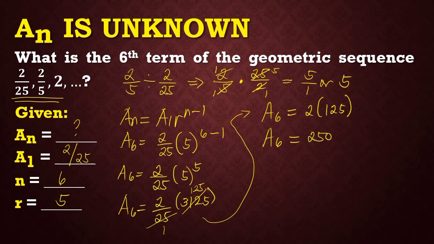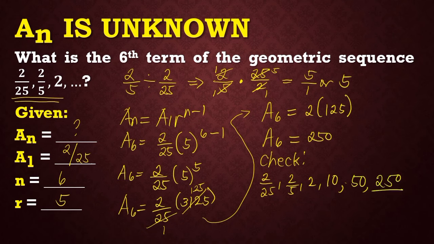So, to check, so tuloy natin yung given sequence kanina sa problem. So, 2 over 25, 2 over 5, 2. So, if we multiply 5, the common ratio, that is 10. Diba? 10. And then another 5, 50. Another 5, 250. Clearly, 250 is the sixth term of the given sequence.